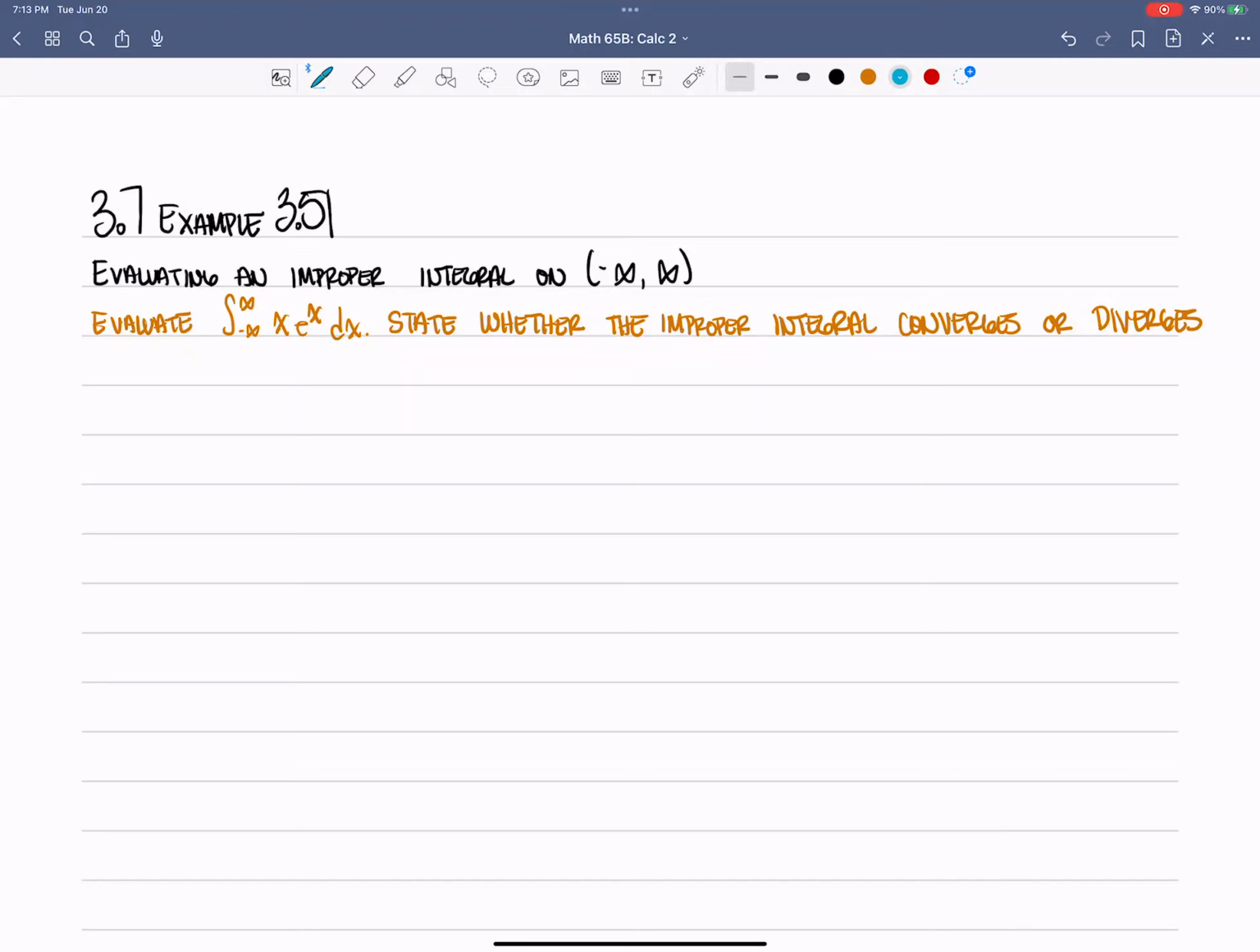Section 3.7, example 51, evaluating an improper integral from negative infinity to infinity. Evaluate this integral and state whether it converges or diverges. Okay, so let's pick an easy number.